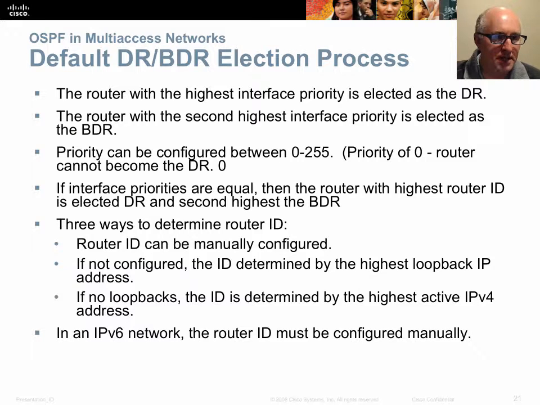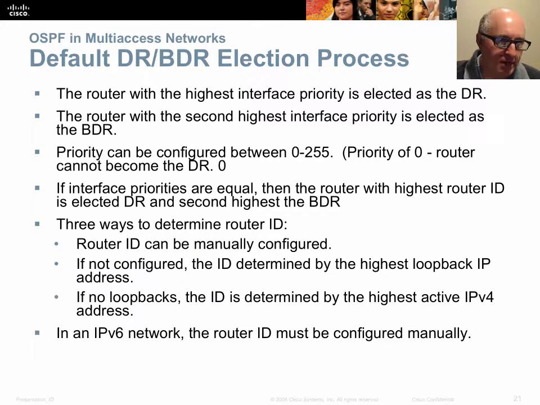We can talk about the election process. So the router with the highest interface priority is elected as the DR. You can change the interface priority number. It is set by default, and you can always change that to throw the election. The router with the second highest interface priority is elected as the BDR. And if you set a priority of zero, that router cannot become the DR.